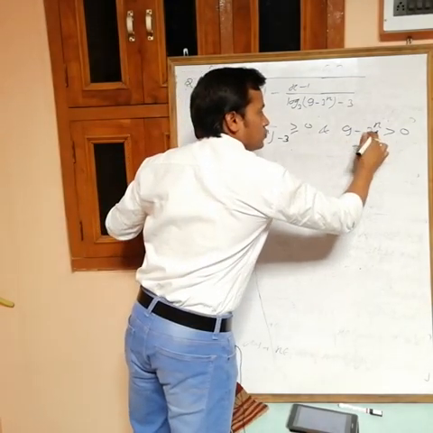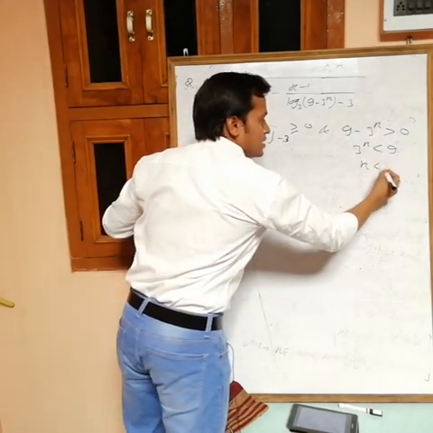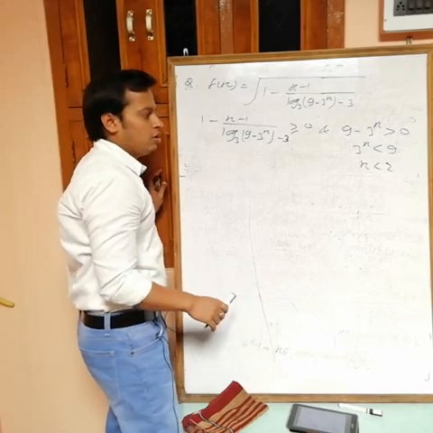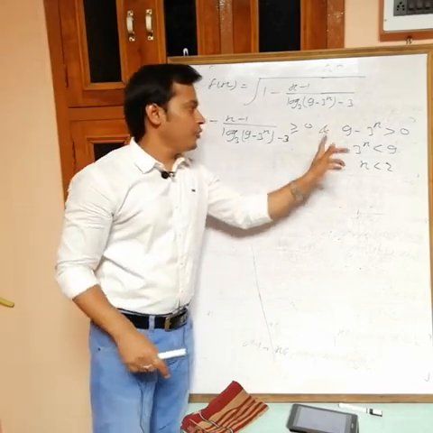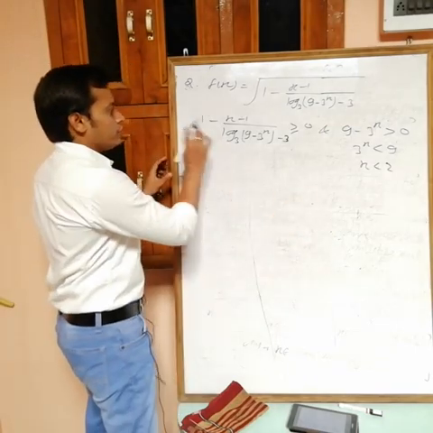3 power x less than 9 means x is less than 2. If you put x greater than 2, then this will be not defined. So x is less than 2. From this one we are getting that you can't take any value of x greater than 2. Okay, finished. Now solve this one.